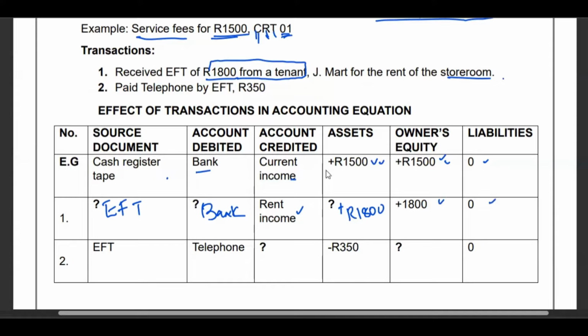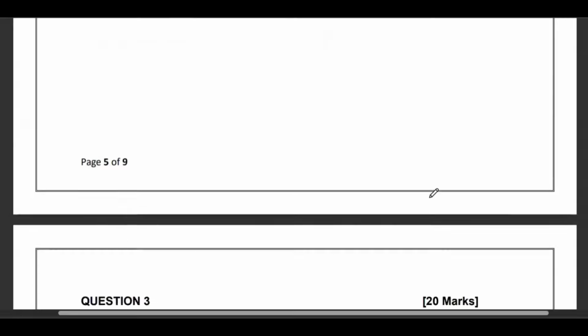And then next, there was a paid telephone by EFT of 350. So it's an EFT, it's a telephone, and then the account credited will be the bank. Okay, so under the assets, it's a minus 350. And then with the owner's equity, you're going to lose 350. And then the liabilities will be none. All right, so that is how this table was supposed to be completed.